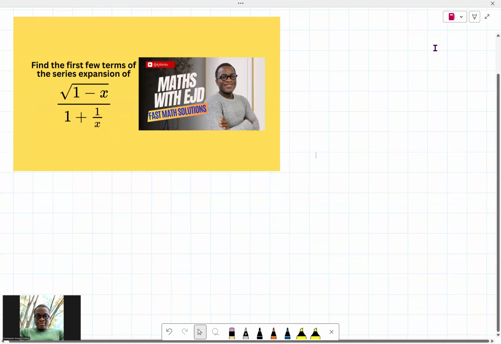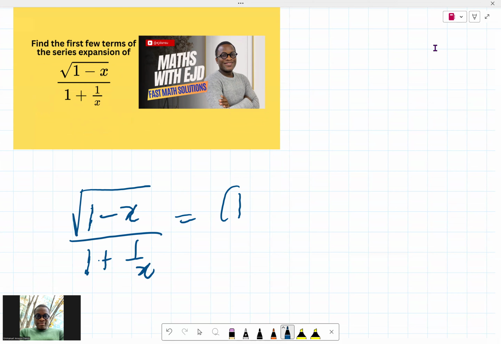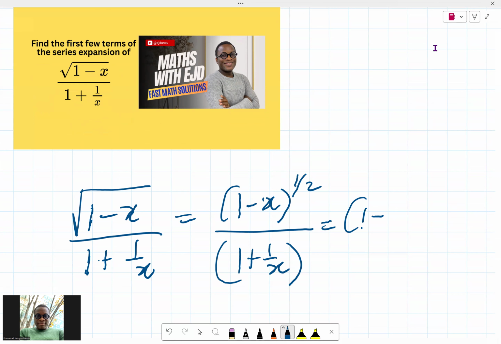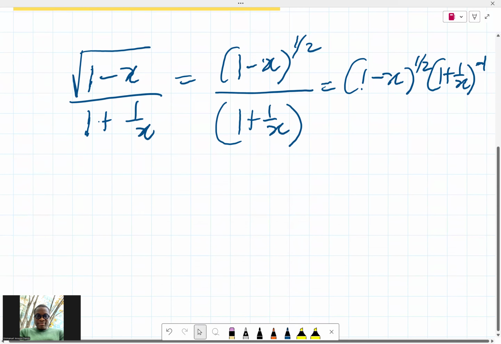Now, you can go about it in different ways. You have square root of 1 minus x divided by 1 plus 1 over x. For instance, you can see this as 1 minus x raised to power half divided by 1 plus 1 over x, and then that can become 1 minus x raised to power half into 1 plus 1 over x raised to power minus 1. So this is an approach to it. But another way to do this can just be like this.